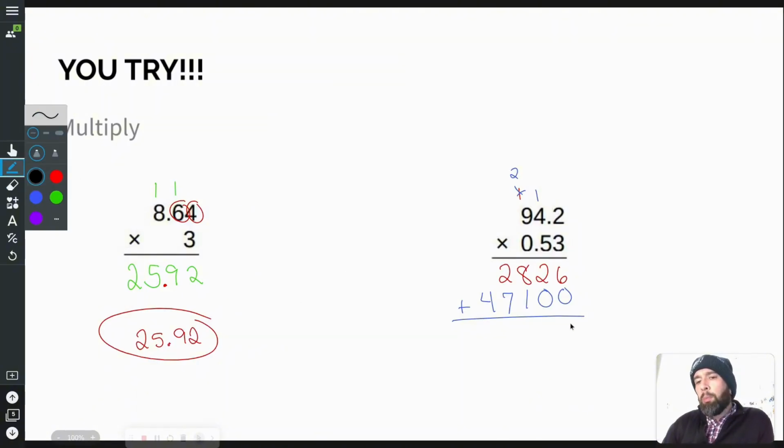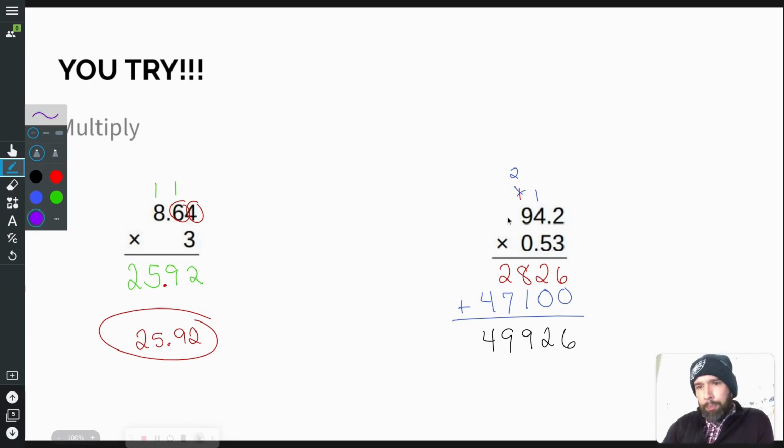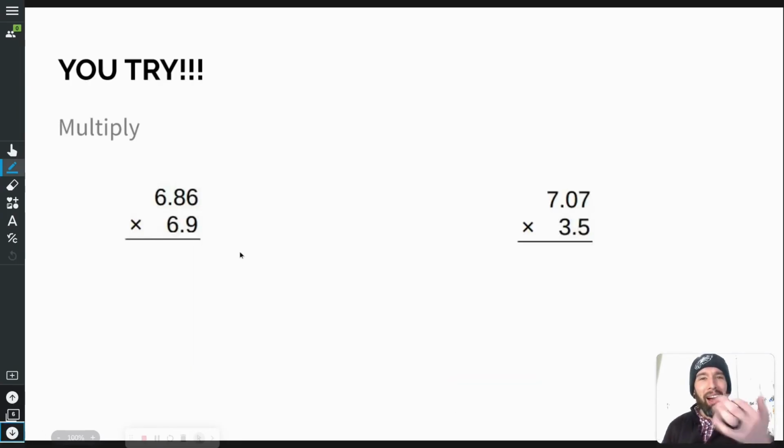Okay? 6 plus 0 is 6. 2 plus 0 is 2. 8 plus 1 is 9. 2 plus 7 is 9. 4 all alone is 4. I've got 1, 2, 3 decimal places. So go from the right, 1, 2, 3. And I end up with 49 and 926 thousandths. I'm just going to nod.